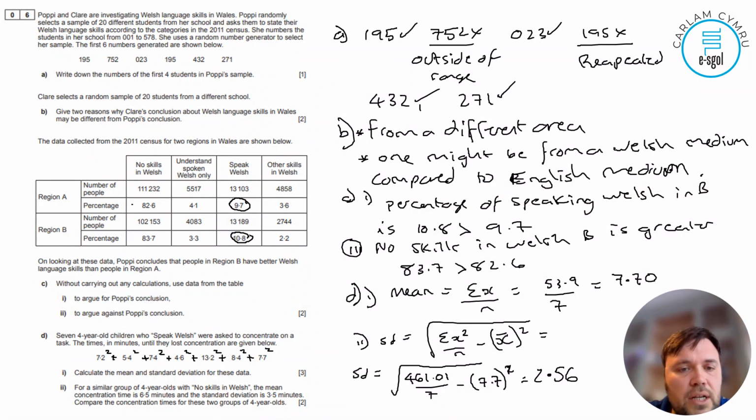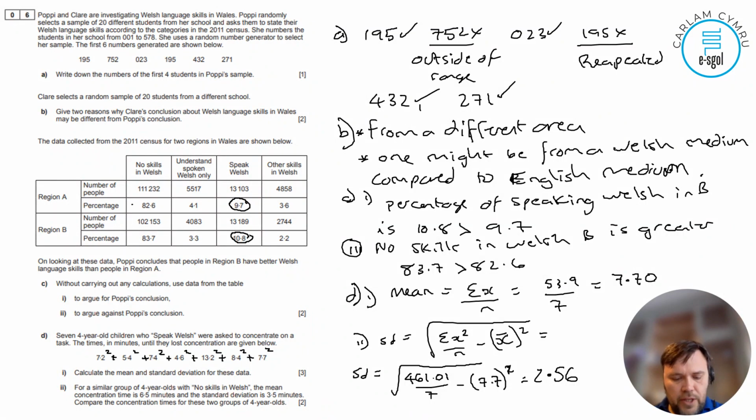For a similar group of 4-year-olds with no skills in Welsh, the mean concentration time is 6.5 minutes and the standard deviation is 3.5 minutes. Compare the concentration times for these two groups of learners. Now you see the 2 marks there. So I expect a statement about the mean and I expect a statement about the standard deviation, remembering that the standard deviation is the spread of data.